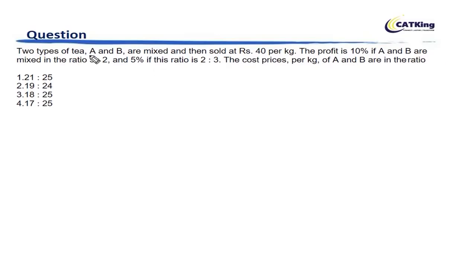Now there are 2 types of tea, A and B, sold at 40 per kg. The profit is 10% if A and B are mixed in the ratio 3:2, and 5% in the ratio 2:3. Okay, right? So traditionally, if you would want to solve this, how will you solve it? Let me tell you traditionally so that you understand the concept.